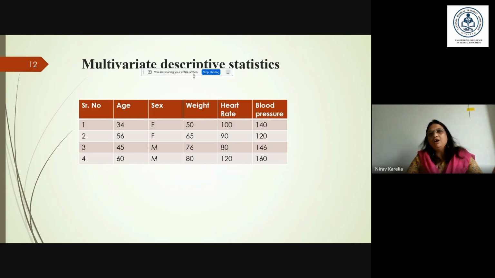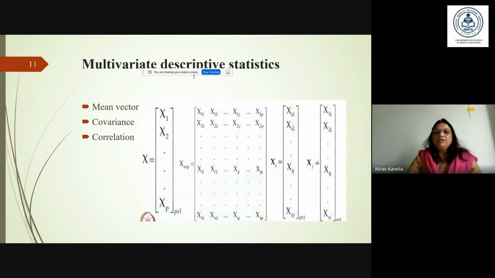Suppose you have 30, 100, or 300 data points, then it is easily calculated in Excel. But suppose you imagine this data in the form of 10,000, 20,000, or 1 lakh, with all these 5 variables. So here the role of multivariate analysis comes in. This is known as a matrix.